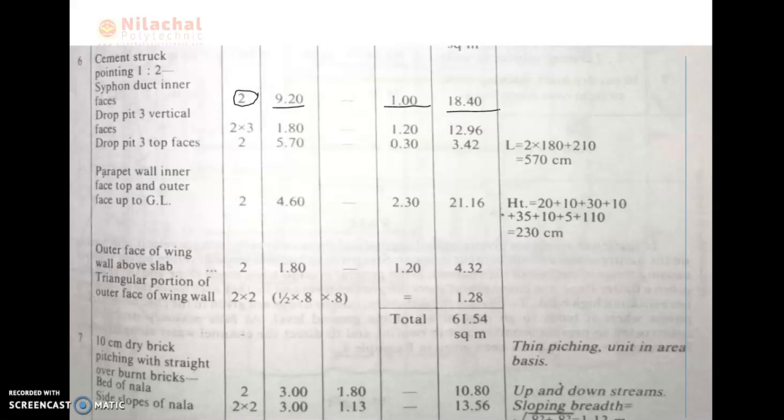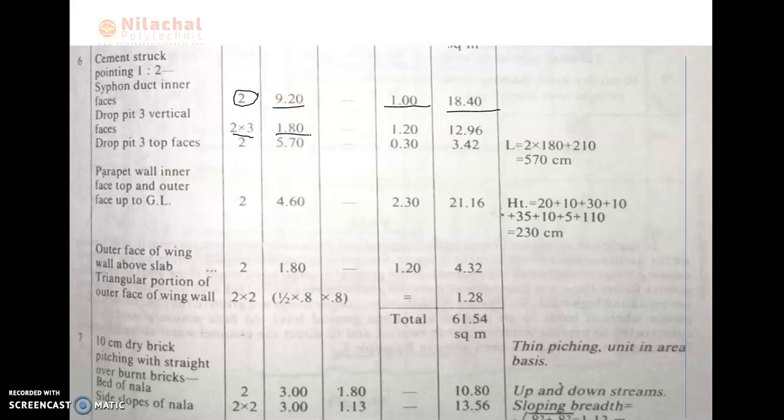For 1 drop it, 3 vertical faces. For 2 drop it, how many numbers of vertical faces? 2 into 3, right? So the number is 2 into 3, which is 6. So we know the drop it size length is how much? 1.80, because the drop it size is 1.80 into 1.80.